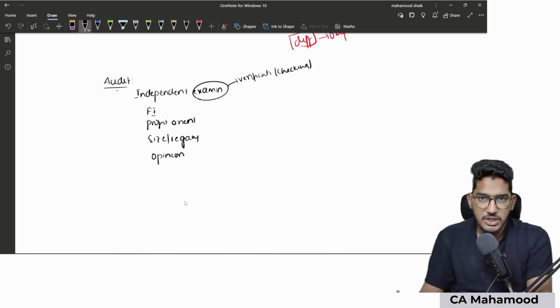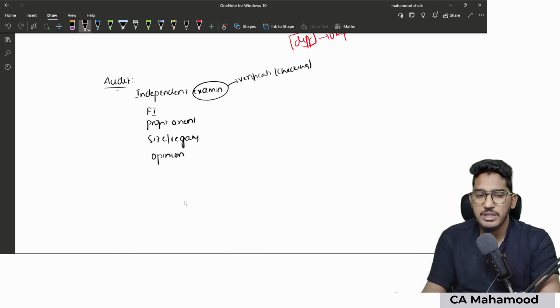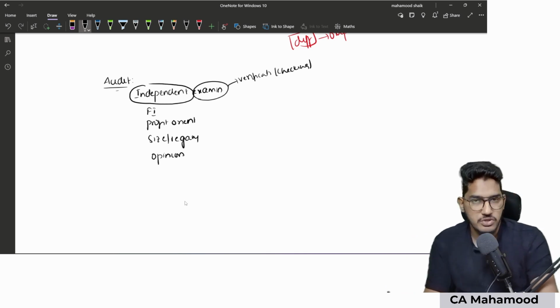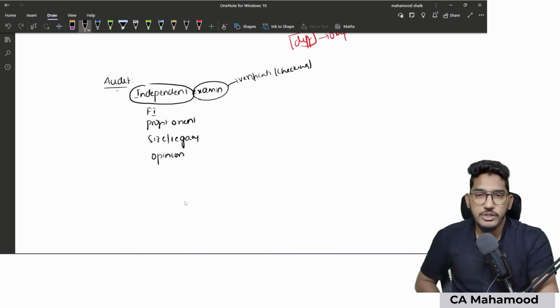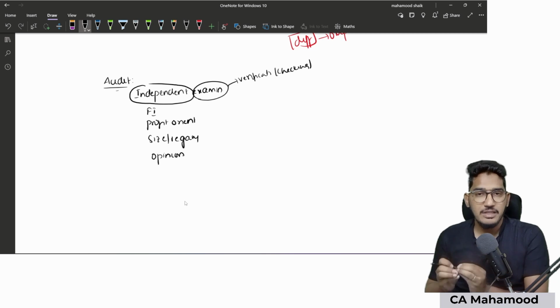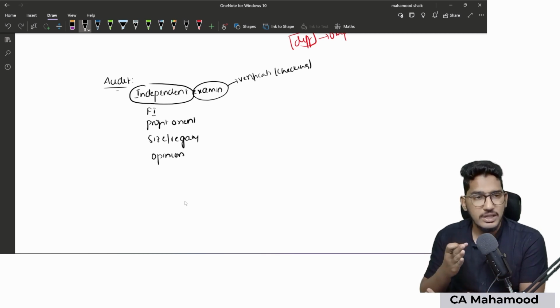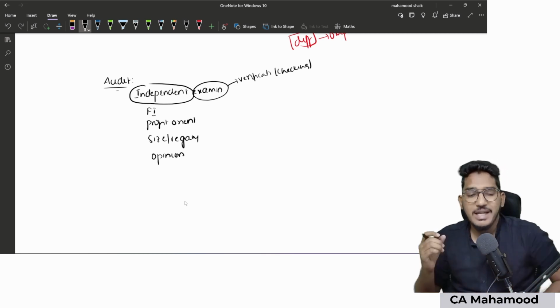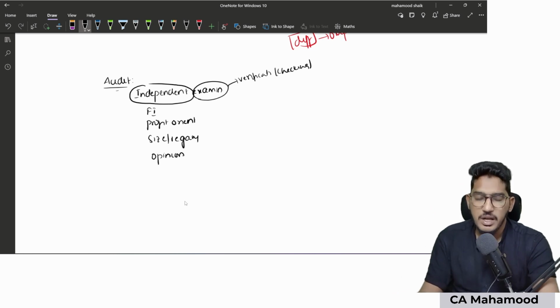And that examination process is not an ordinary examination process. That examination process is an independent examination. What kind of examination do we do? Basically examination means verification, checking, scrutinizing, and that examination is not an ordinary examination which we do in the audit. It is an independent examination. Now what is independent examination?